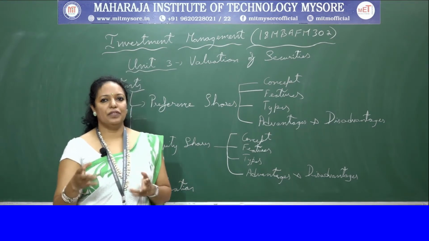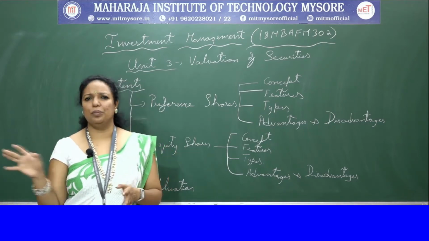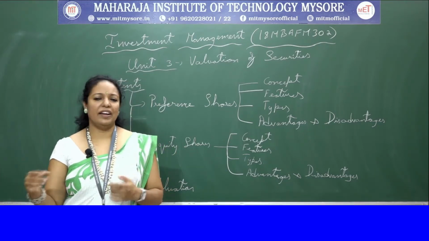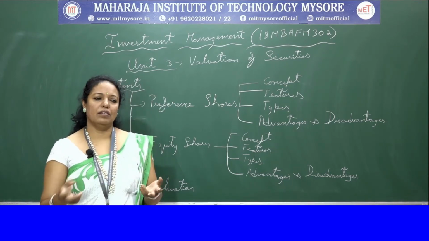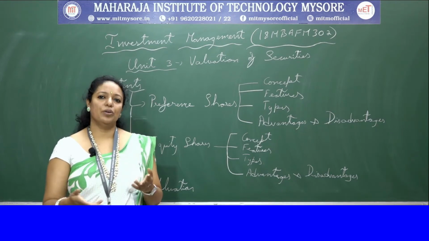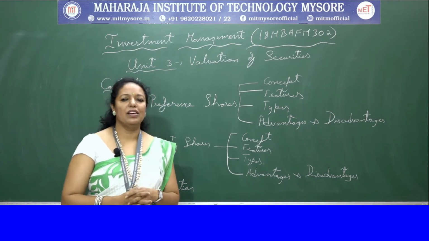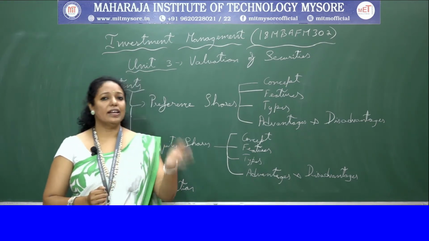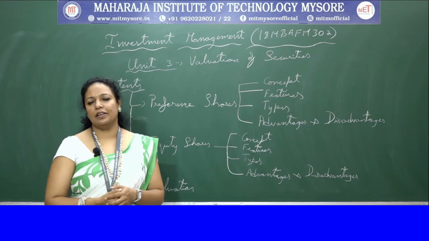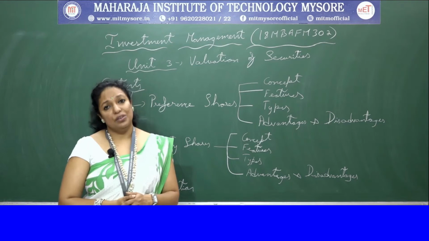Suppose the preference shares are for 10 years, 15 years, it is long term and there is no particular period or date in which it will mature. But redeemable preference shares can be redeemed by the company on their own wish. They can call back and redeem the preference shares whenever the company feels that they have surplus profit or surplus cash. They can call back the shares and pay back the money. That is redeemable preference shares.